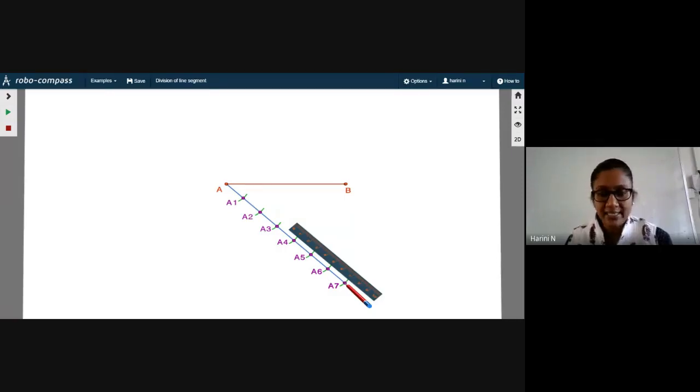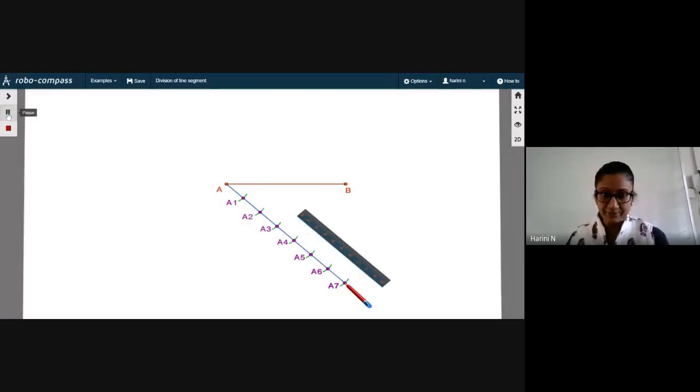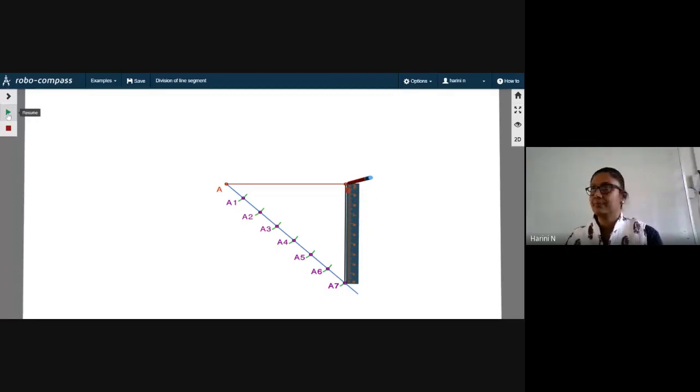Now the next step is you're going to join your A7 with B because AB is your line segment. We have to divide the line segment in the ratio 5:2. That is why we have cut these arcs on the ray AX. Now I'm going to join this last point, that is A7, with B. So do it. So take your scale. Join your A7 with B. Is that done?